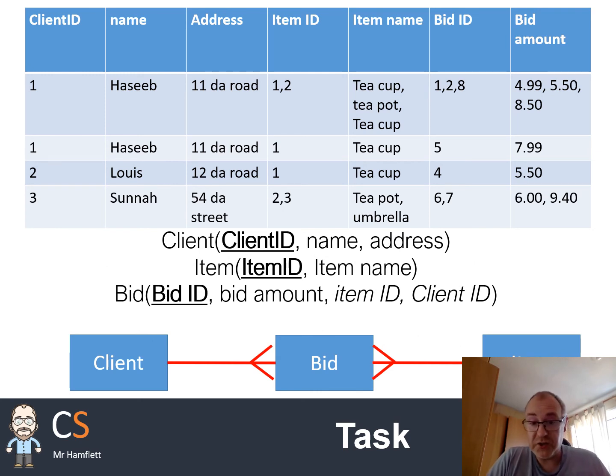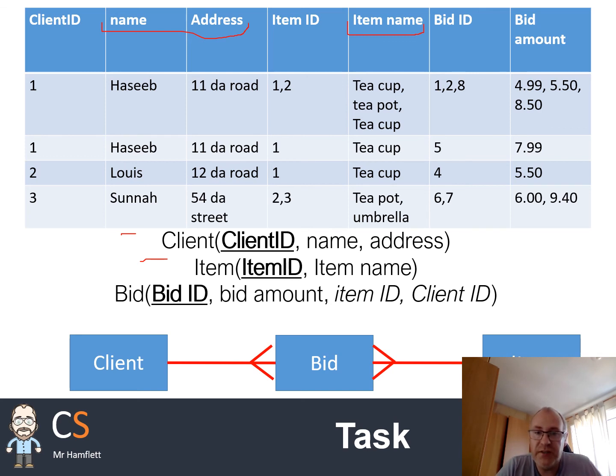So here's the answer to that question. Again, because we've got multiple values on item and customers, we need to split those two out into client and items. That makes sense, doesn't it? The client is going to have the name and address, because that's definitely fully dependent on clients. The item is obviously going to have item name, because that makes sense.